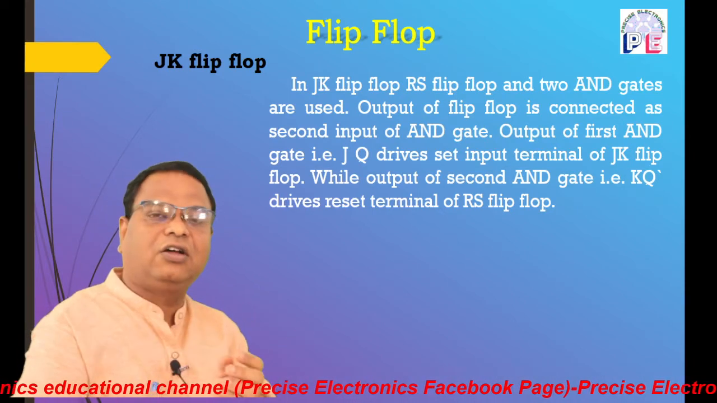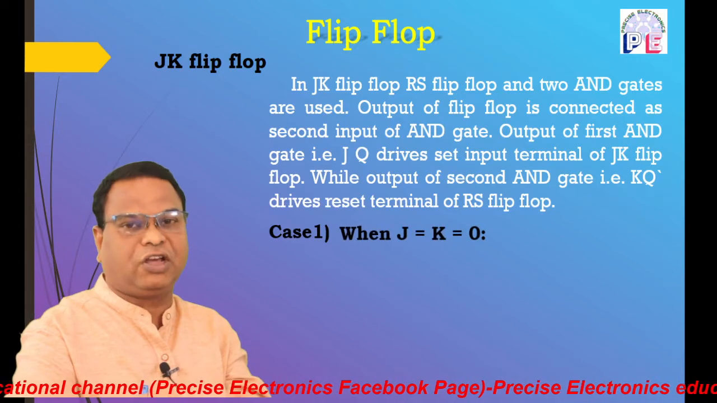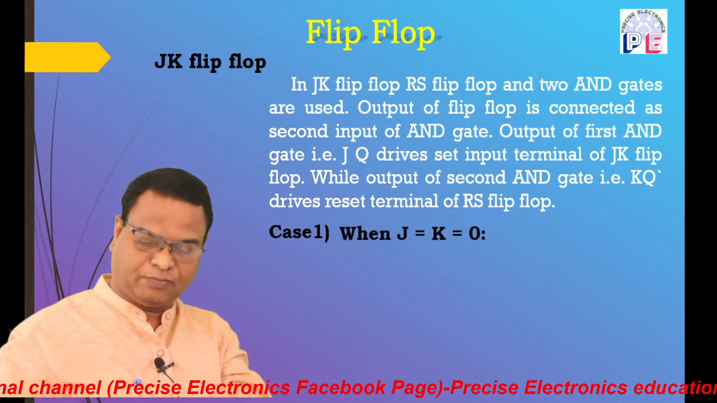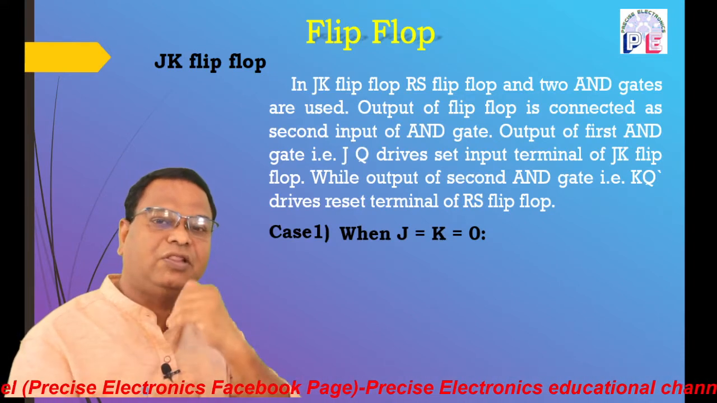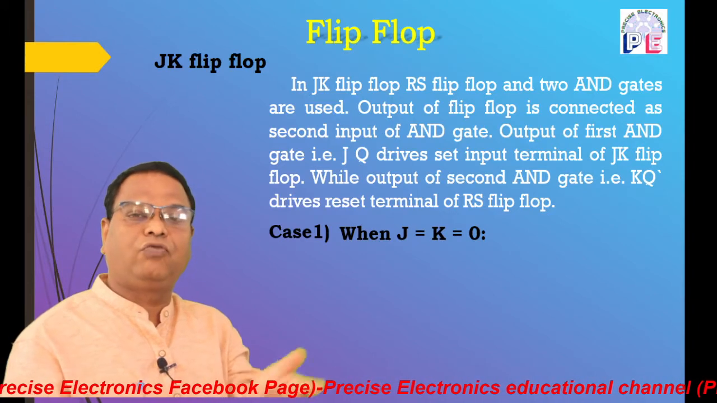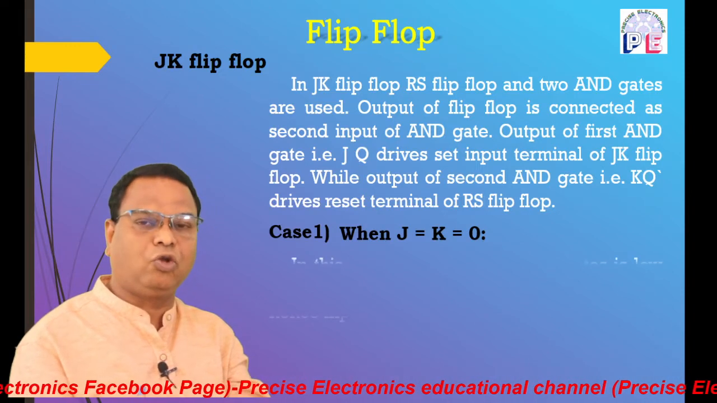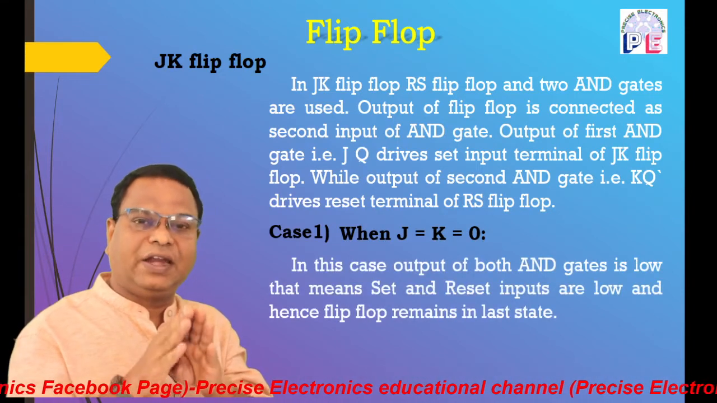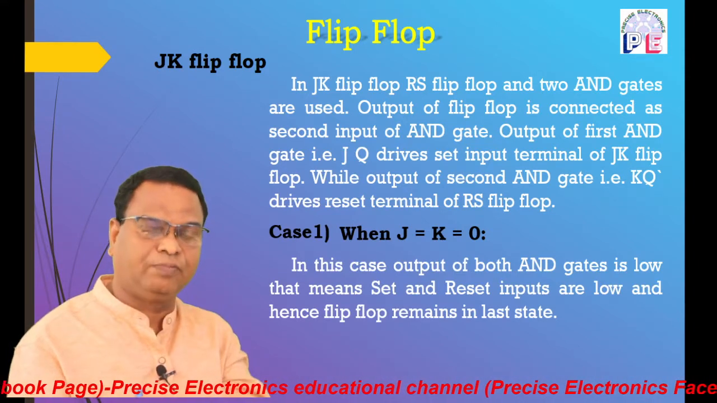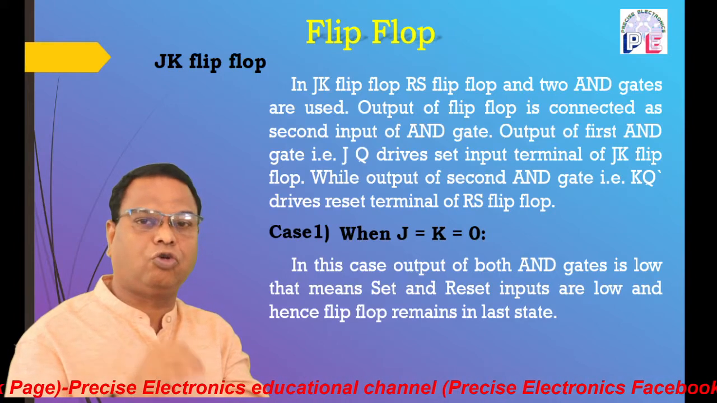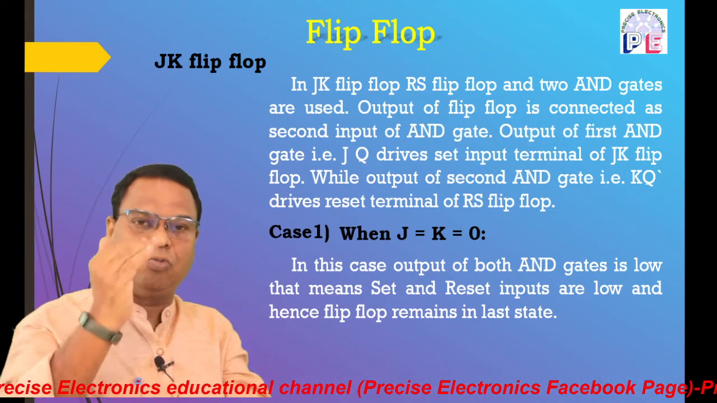Now the conditions, the cases. The first case is when both J and K inputs are low, that is J = K = 0. In this case, whatever the other inputs, that is the output feedback to the inputs, whatever the feedbacks may be, the outputs of both these AND gates remain low. Because it is an AND gate, the output of an AND gate remains low when one of the inputs is low. The output of an AND gate becomes high only when all inputs are high. In this case, both J and K inputs are low, so whatever Q and Q complement may be, the output of the upper AND gate remains low, and the output of the lower AND gate remains low.